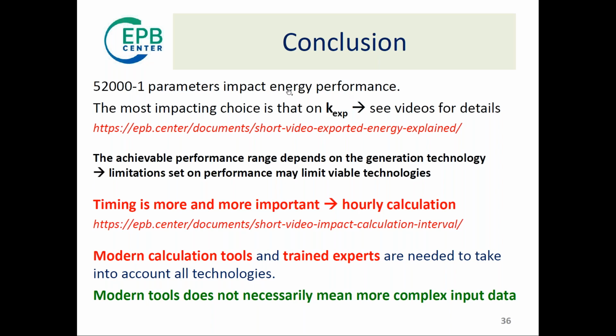This is now made clear. And here you have a link to the short video with more details about this feature. And the achievable performance range depends on the generation technology. And this you see when you come to the last balance. The generation technology has an impact on the distribution between fossil fuels and electricity. And the timing is more and more important. So the hourly calculation is needed if you want to capture correctly when you have power and when you have not enough power.